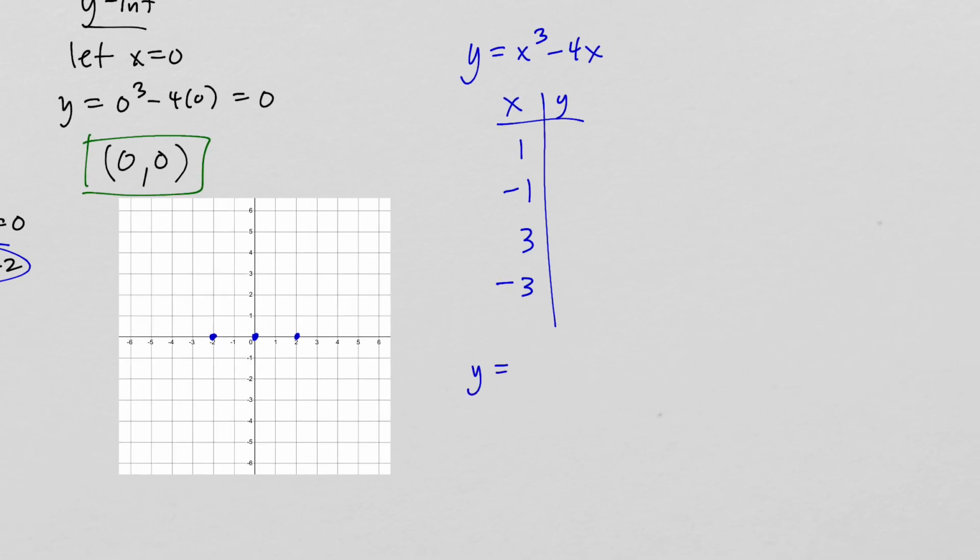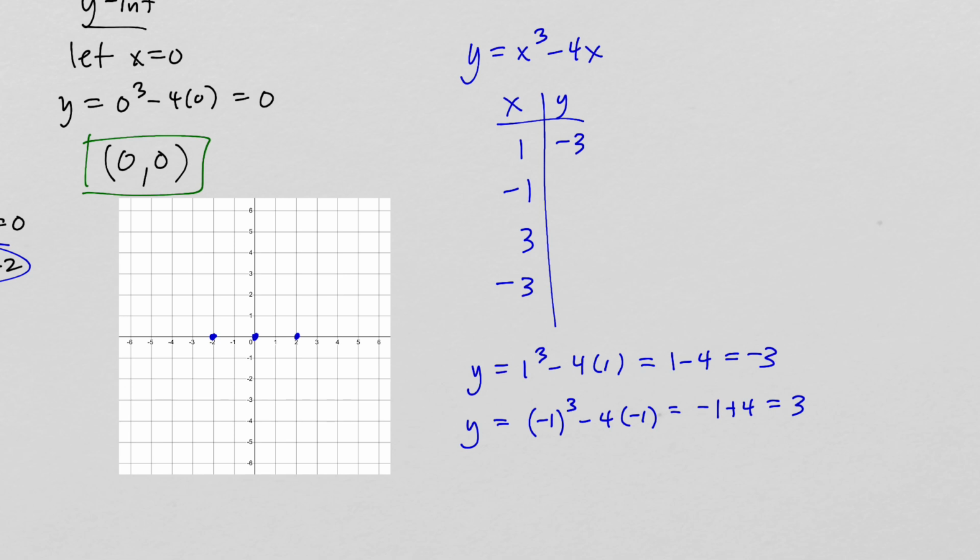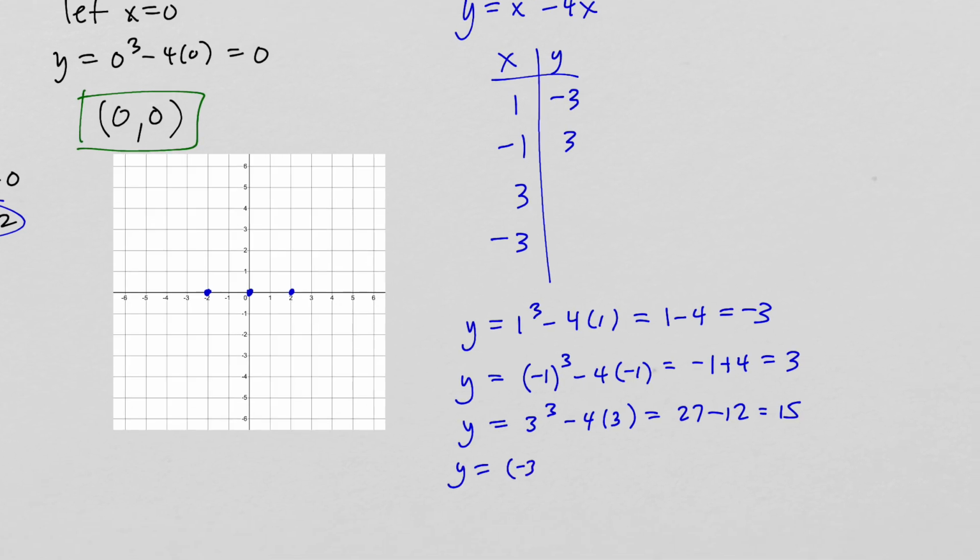So if x equals 1, y is going to be 1 cubed minus 4 times 1. This is 1 minus 4, which is negative 3. If x equals negative 1, we get negative 1 quantity cubed minus 4 times negative 1. This is negative 1 plus 4, which is positive 3. If we plug in 3, we're going to get y equals 3 cubed minus 4 times 3. This is 27 minus 12, which is 15. And finally, if I plug in negative 3, we get negative 3 cubed minus 4 times negative 3, which is going to be negative 27 plus 12, which is negative 15.